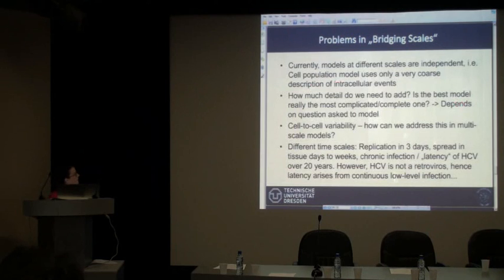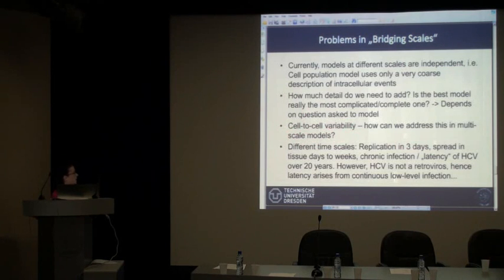Currently the models of different scales are independent. So you are using either the cell population model or the intracellular model. But how much detail is really necessary? So what we discussed before. Is it enough to look at the bigger perspective and say, okay, the cell population is enough? It's not necessary that you go into the details of the individual cell.